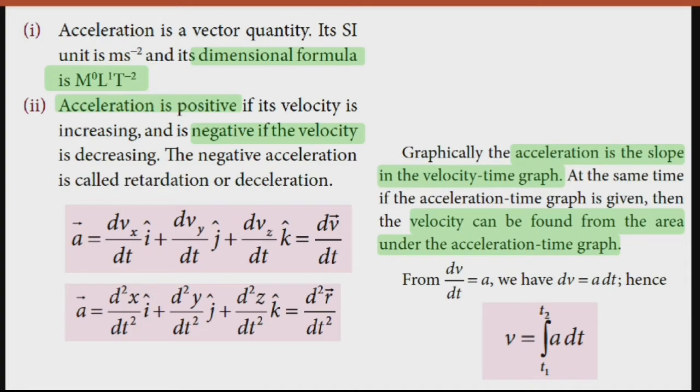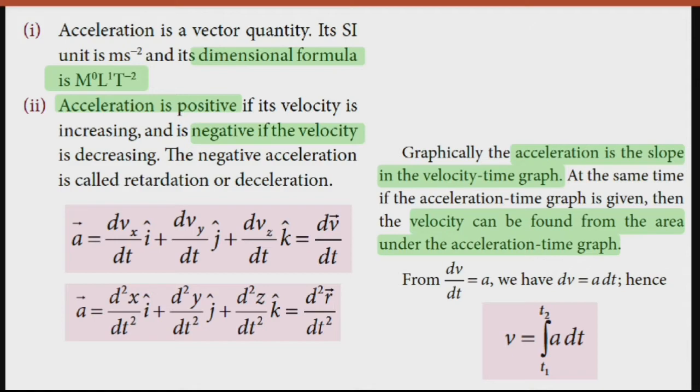Its SI unit is meter second power minus 2, and its dimensional formula is M power 0 L power 1 T power minus 2. So acceleration is positive if the velocity is increasing and negative if the velocity is decreasing. The negative acceleration is called retardation or deceleration. So a vector is equal to dvx by dt i cap plus dvy by dt j cap plus dvz by dt k cap, which is equal to dv vector by dt.